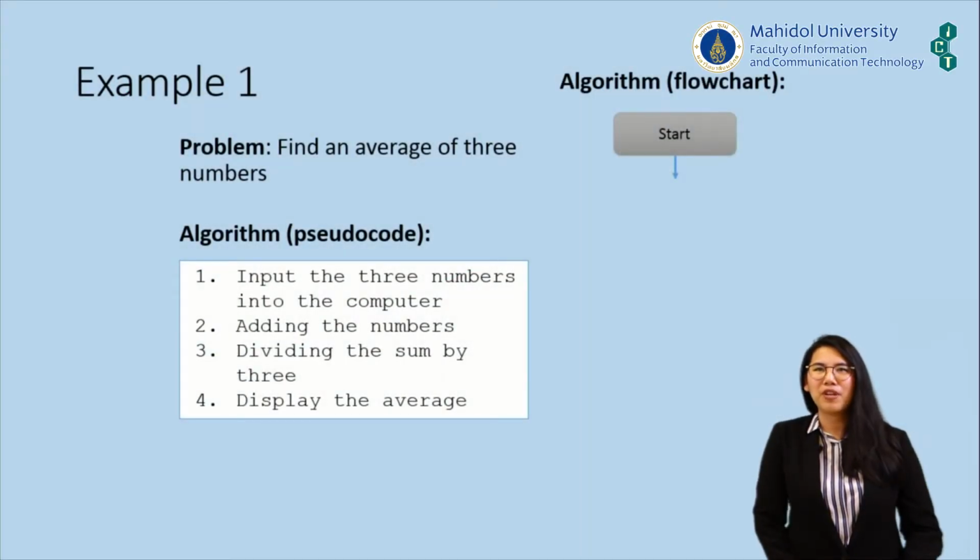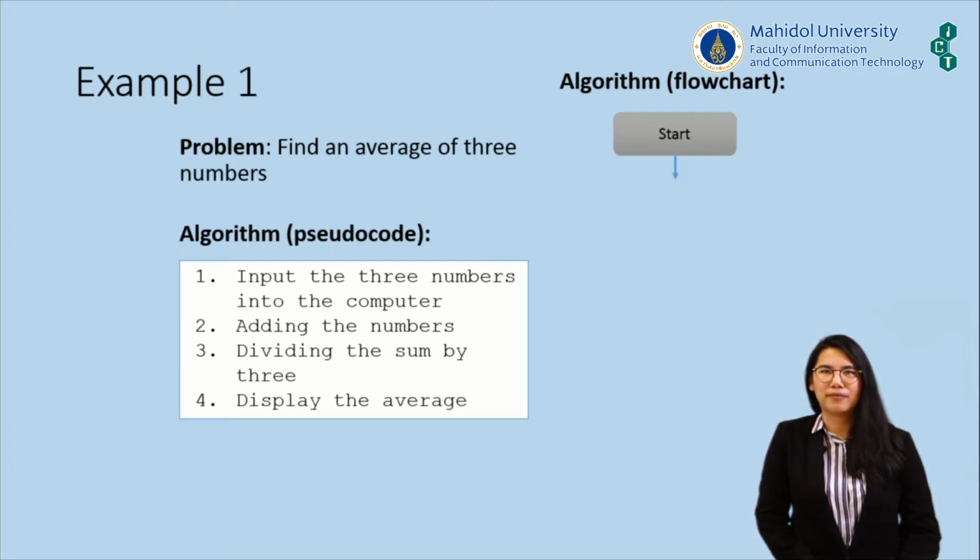Okay, so after we learn about what is algorithm, pseudocode, and flowchart, here we're going to have 4 examples. You can use this example and practice during the video. The first one is the problem: we would like to find the average of 3 numbers. Here we give you an example of pseudocode, but we left the flowchart for you to draw. So you can pause the video a little bit and start drawing the flowchart.